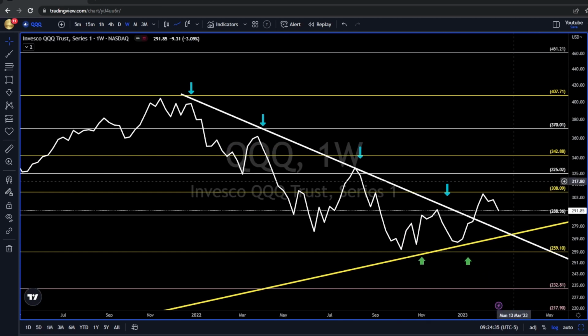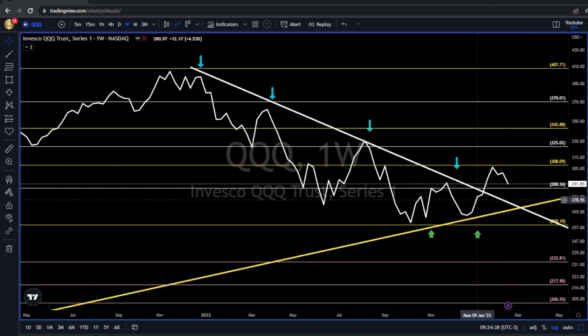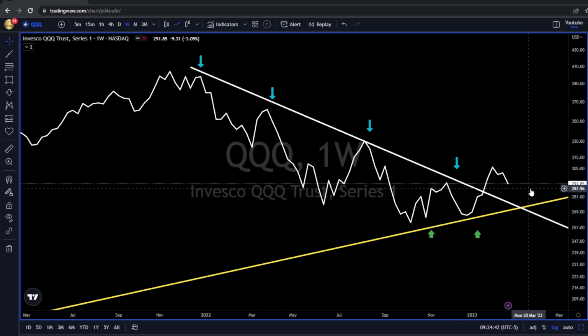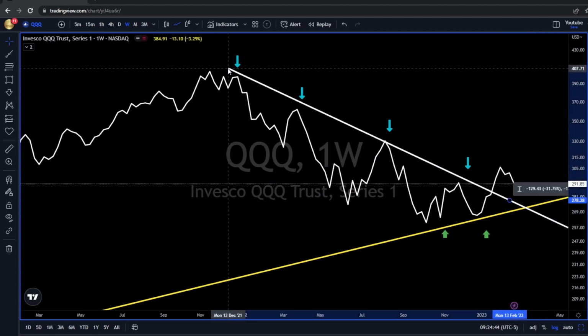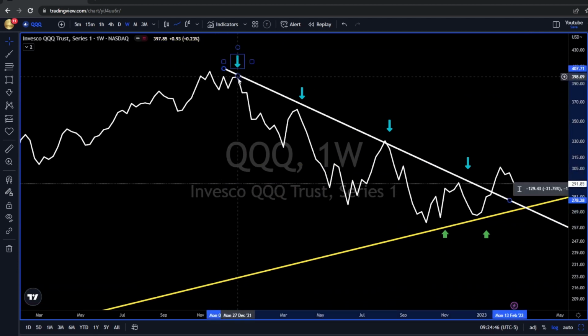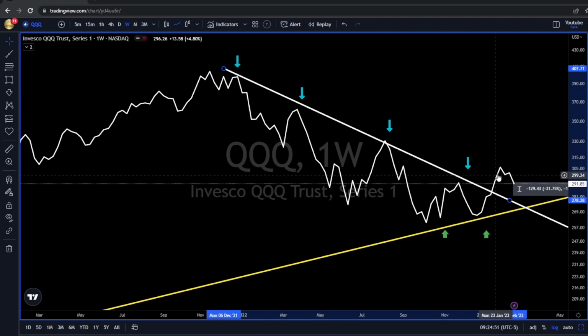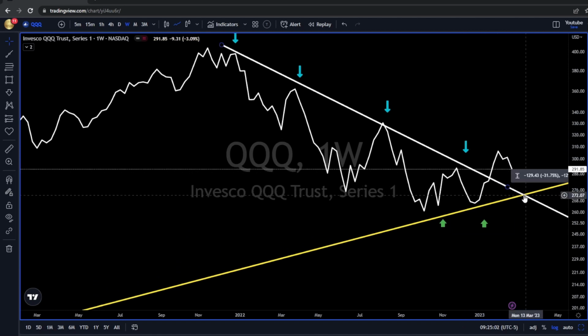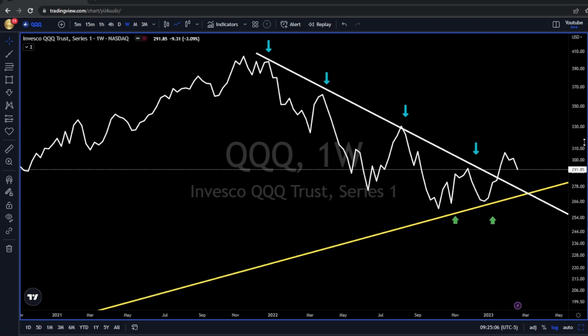QQQ, same thing. Price action line, trend lines, and if you want, you don't even need it, Fibonacci. High, lower high, lower high, lower high, broke to the upside, and now it looks like we have this high and a lower high. It looks like price wants to go back and retest the white and the yellow trend line crossroads, which is around 273. We need to wait and see.